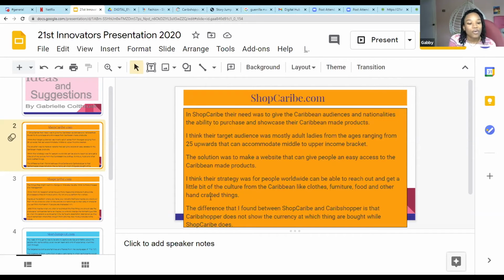The difference that I found between Shoprib and Carib Shopper is that Carib Shopper does not show the currency at which things are being bought, while Shoprib does. And then these are my ideas I have.